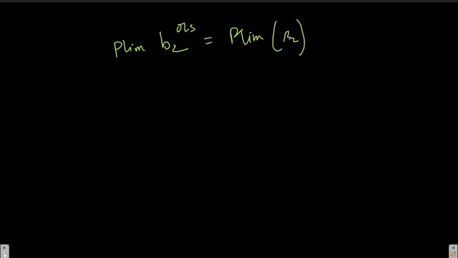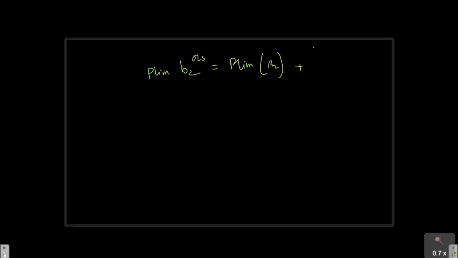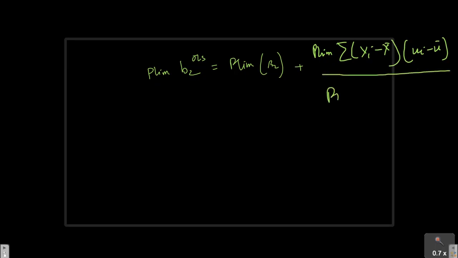you can take plim beta 2, and you will take plim on the numerator, summation of xi minus x bar and ui minus u bar. In the denominator you again take plim, but in this case you are going to take summation of xi minus x bar whole square. Now what I'll get: plim of beta 2 is constant, so it is going to be beta 2.